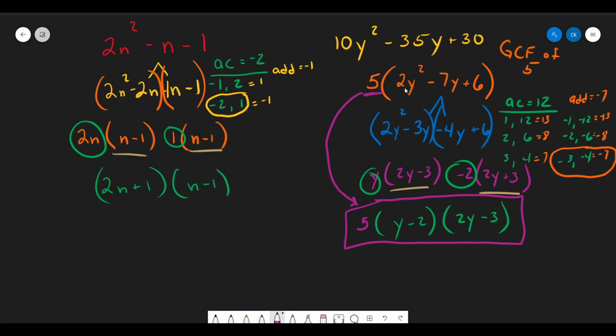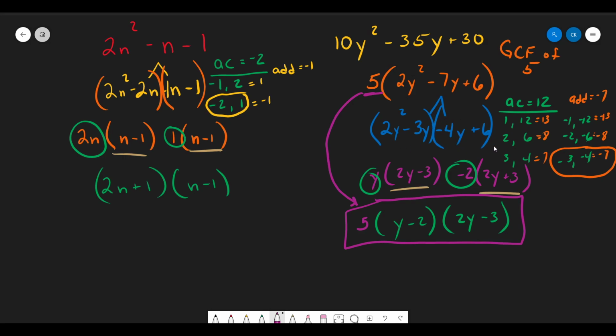I see that it has an a that's not 1, so I look at AC. AC is 12. The factor pairs of 12 are either 1 and 12, 2 and 6, 3 and 4, but I realize they have to add to equal negative 7. So that means I'm not only going to work with the positives, I'm going to definitely want to work where both of them are negative. So it's got to be negative 1 and negative 12, negative 2 and negative 6, and negative 3 and negative 4. When added together, the only one that equals negative 7 is the negative 3 and negative 4. So I take the negative 7y, split it up into negative 3y and negative 4y.